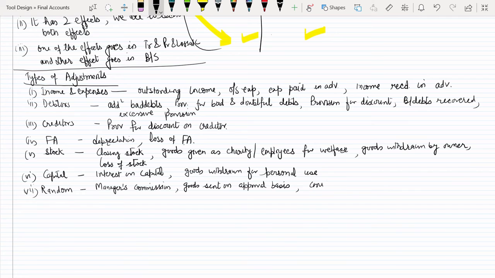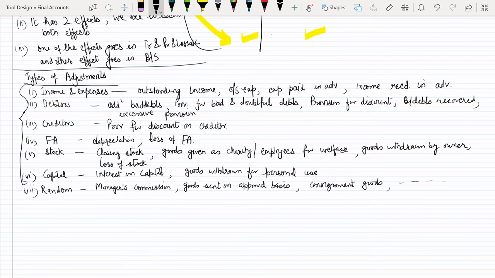Then you may have consignment goods. You have received goods on consignment. So how to record for the same? Then bad debts recovered. There might be any other adjustment, but when you have understood these adjustments, you will get a fair idea for the remaining also. So these are the adjustments that we are to study. From the next video onwards, we'll be taking up these adjustments one by one.